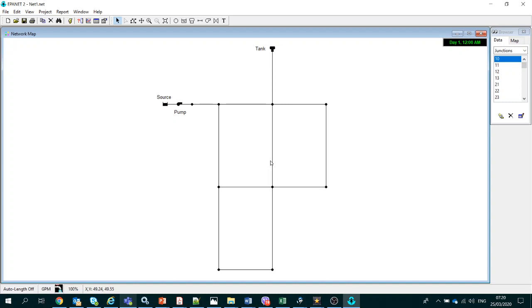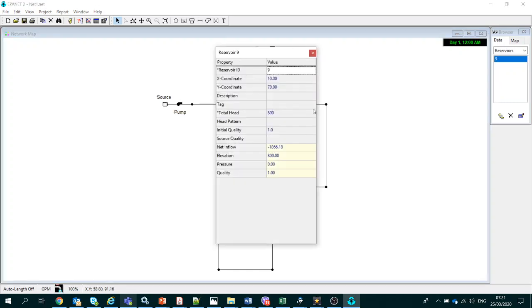But before going to the results, let's look at some of the elements in this network and their properties. For example, go to the source, double click on the source, and you will get this property sheet. The most important hydraulic parameter for the water source is the total head. That is how high the water level of a water source is. Usually in EPANET, we assume that the water source water level does not change with time. But if you want to have it changing with time, you can have a head pattern, but that's an advanced detail.